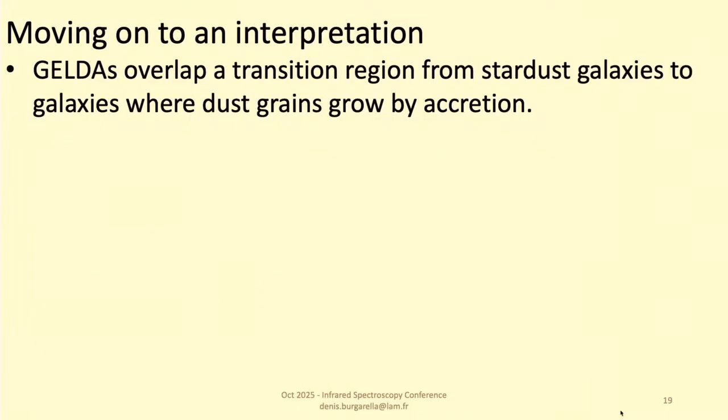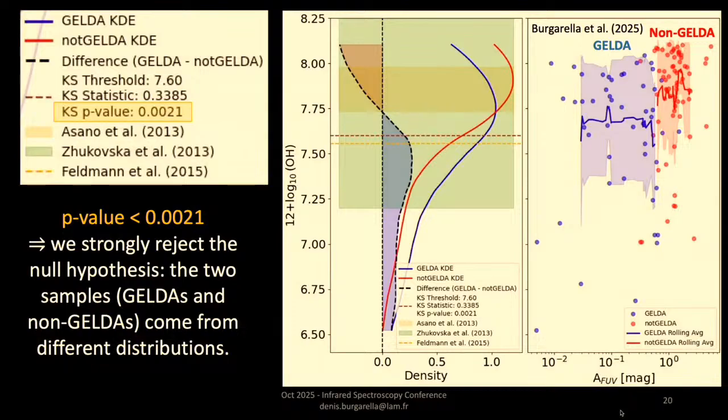So, of course, GALDAs overlap a transition region from stardust galaxies to galaxies where dust grains grow by accretion. But because we have an overlap doesn't mean that it's a true answer. We should go and look into the physics itself to understand better. And I told you that the metallicity was the driving parameter. So what I did is to look at metallicity. So here you have the dust. Here you have some measurement of metallicity.